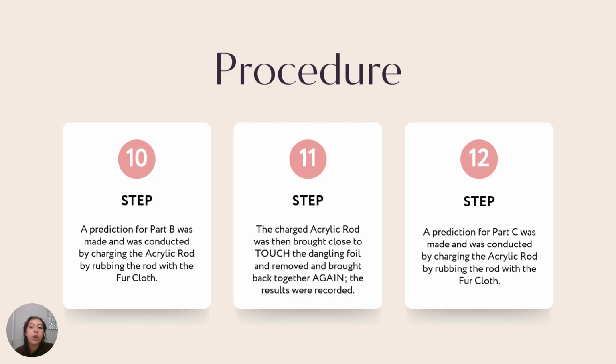A prediction for part B was made and conducted by charging the acrylic rod with the fur cloth as well. Next, the charged acrylic rod was brought close to and touched the dangling foil, then removed and brought back close again. The results were recorded.